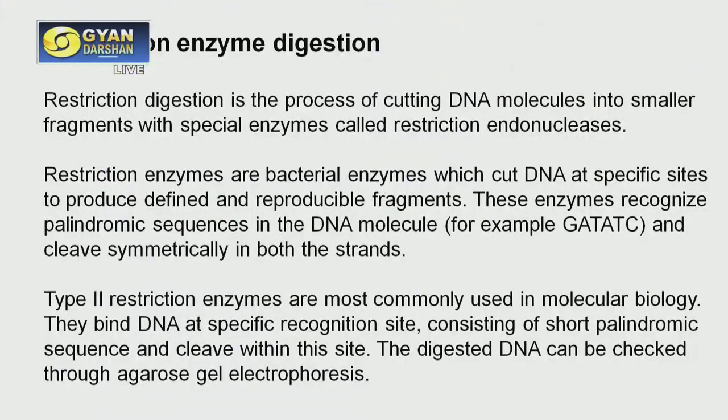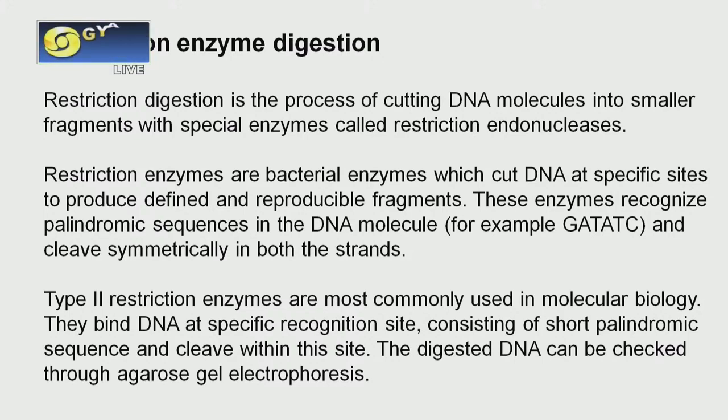Type 2 restriction enzymes are the most commonly used in molecular biology, and they bind DNA at specific recognition sites consisting of short palindromic sequences. Now, what is meant by a palindromic sequence? If you read the sequence from 5' to 3' direction, it will read the same as when you read it from 3' to 5'. That is known as the palindrome.